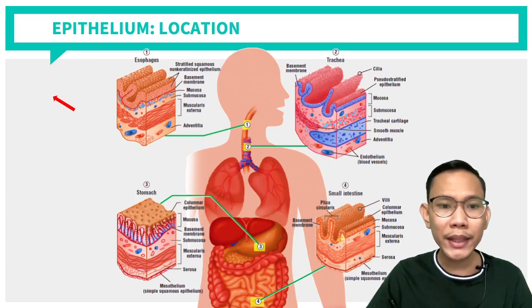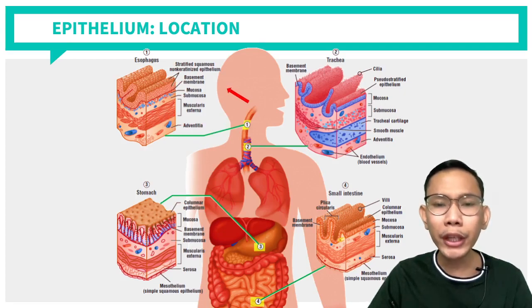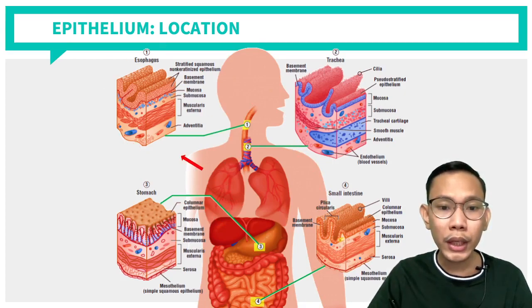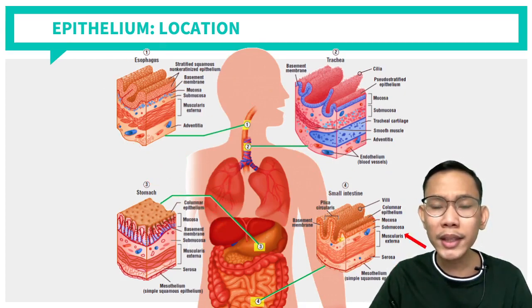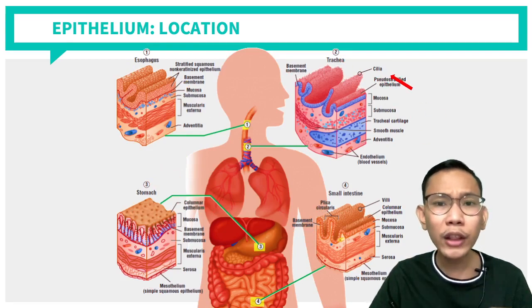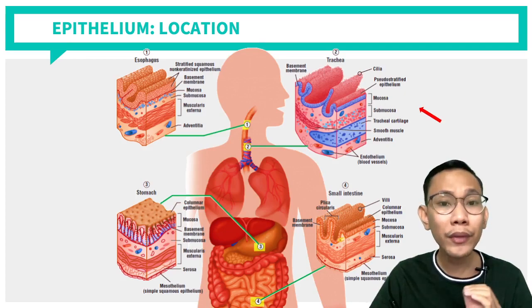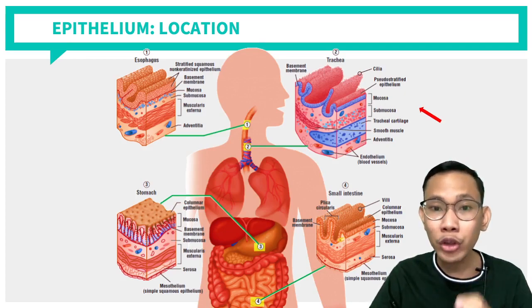As you can see, these are the different locations of your epithelium. Remember that your epithelium is located in different or selected organs. It could be on an external surface, for example your skin. It could be in your esophagus, your stomach, your small intestine, your trachea. There are still a lot of organs that contain epithelium. Also, take note that some epithelium contains specialized structures. For example, your trachea contains cilia.